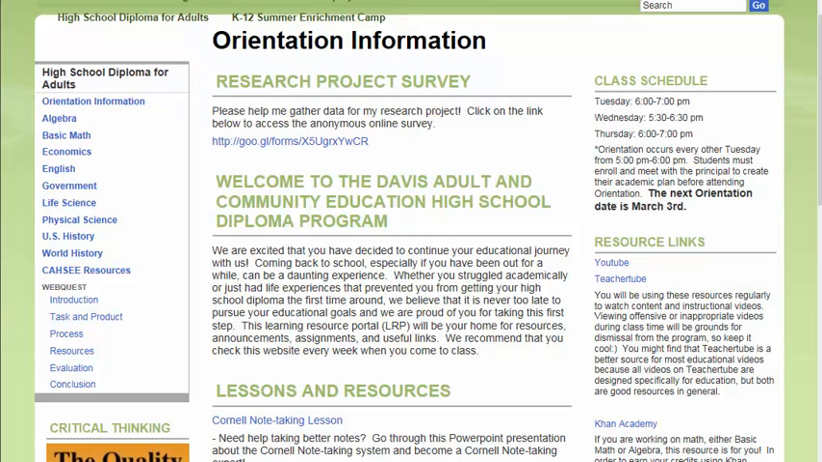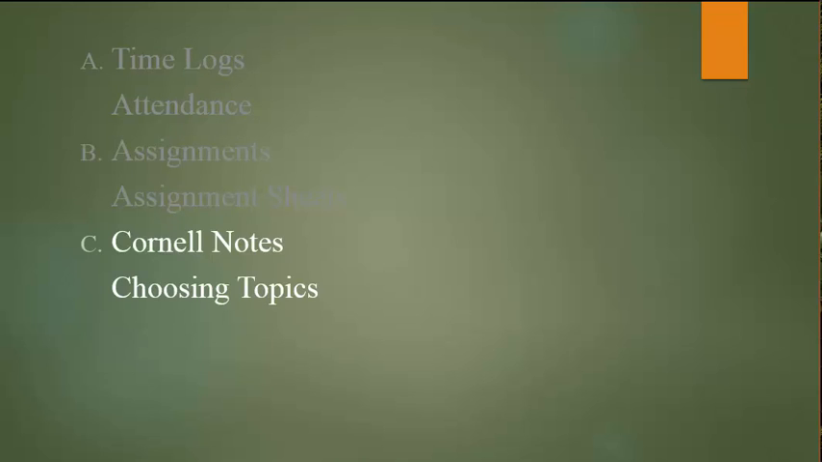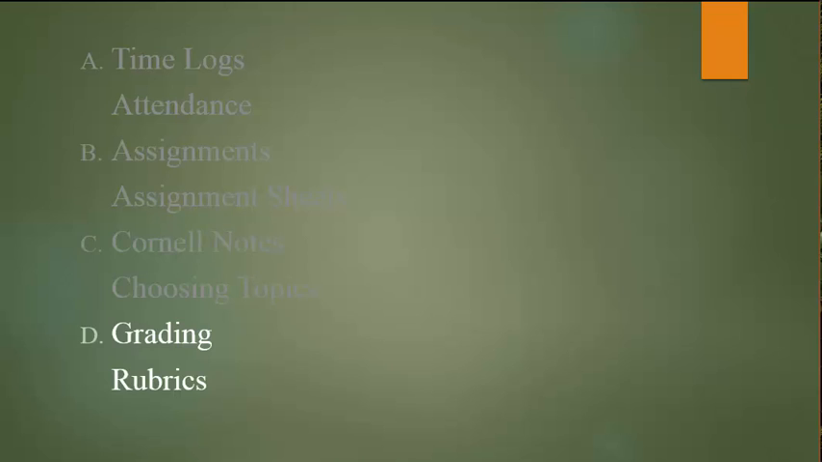If you ever have questions or need additional resources, you should check out our website under High School Diploma for Adults. Now let's begin. In this presentation, we will be going over 4 main topics, including time logs and attendance, assignments and assignment sheets, Cornell notes and choosing topics, grading, and rubrics.